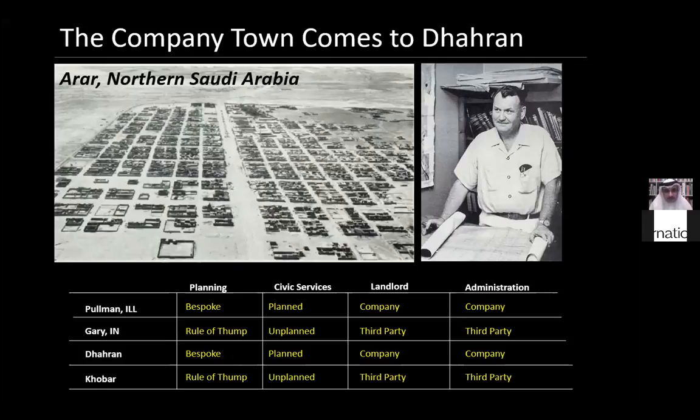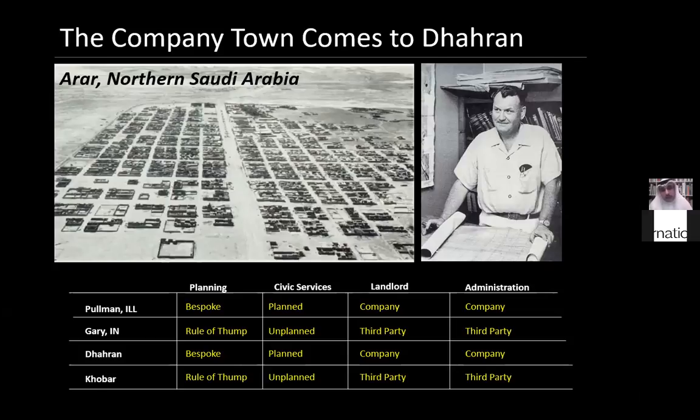In the schedule that you see in this slide, if we look at Pullman in Illinois and Gary, Indiana, and Dhahran and Khobar, and compare them very quickly based on their planning scheme, civic services, who the landlord is, and how the city was administered: Pullman, like Dhahran, had a bespoke plan because the planner knew its client and its final end users. The civic services were completely planned by the company, whether in Pullman or in Dhahran by ARAMCO, for its own North American audience. So they got everything they needed there: supermarkets, cinemas, hospitals, swimming pools, everything. The landlord in Pullman was completely the company, and in Dhahran it was the company as well. Administration of the city in Pullman was also the company, as well as in Dhahran.